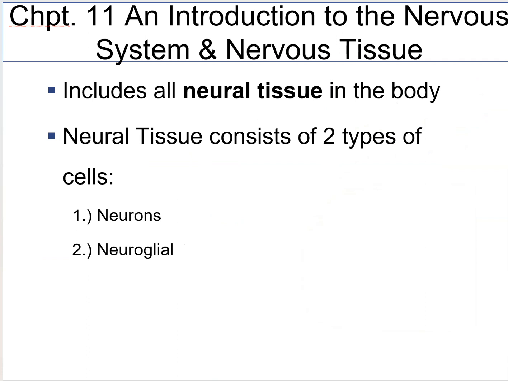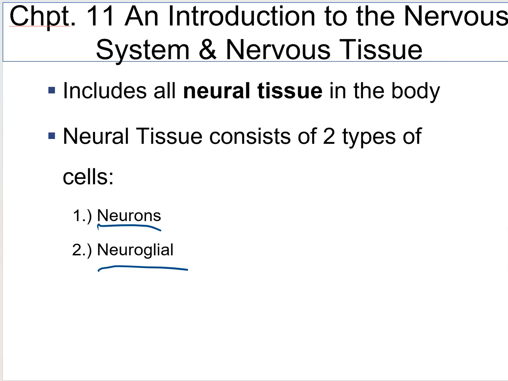Now, when we look at nervous tissue, we know that nervous tissue is also called neural tissue, and there are two types of cells here: the neurons and the neuroglial cells. You took a quick look at these when we looked at tissues. Neurons make up about 10% of all the nervous tissue. There are about 100 times more neuroglial cells than neurons, so they're very, very numerous.